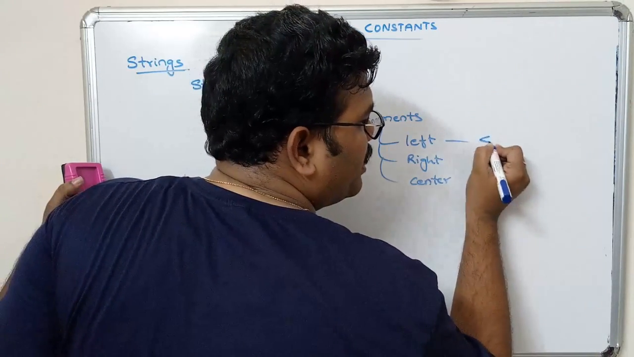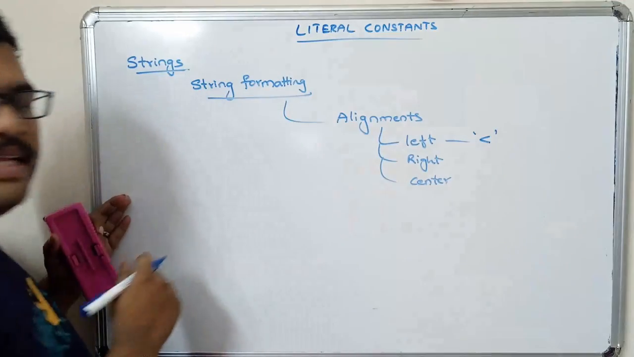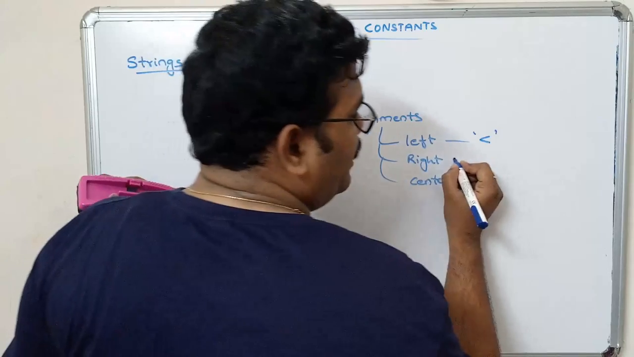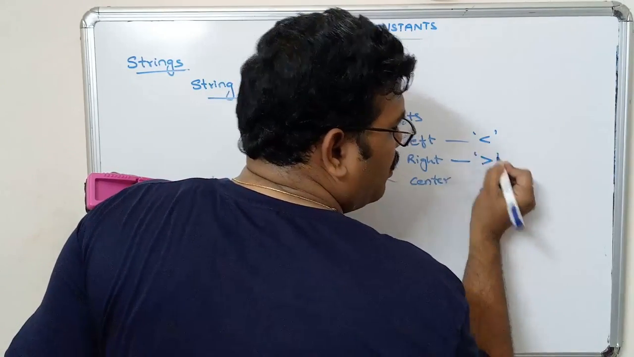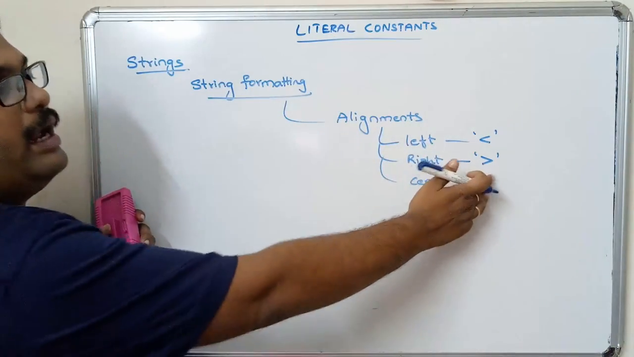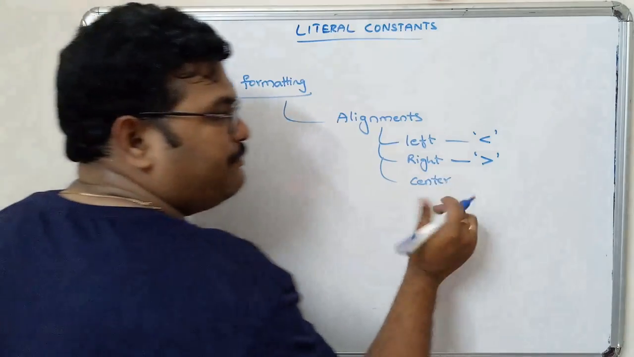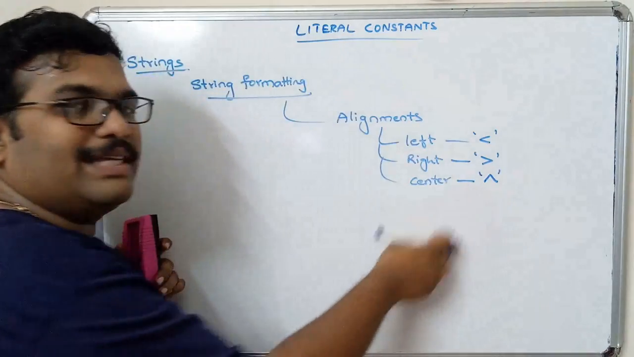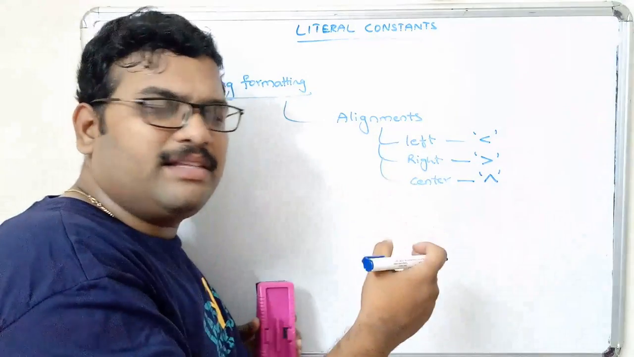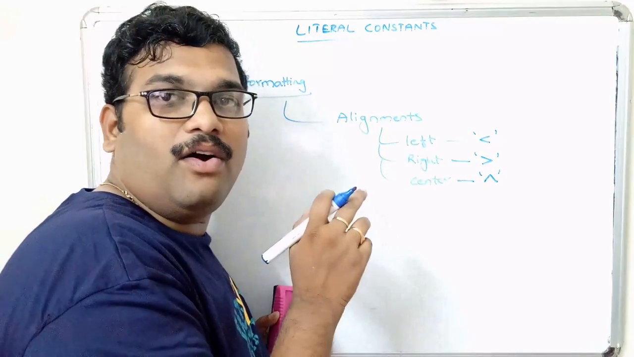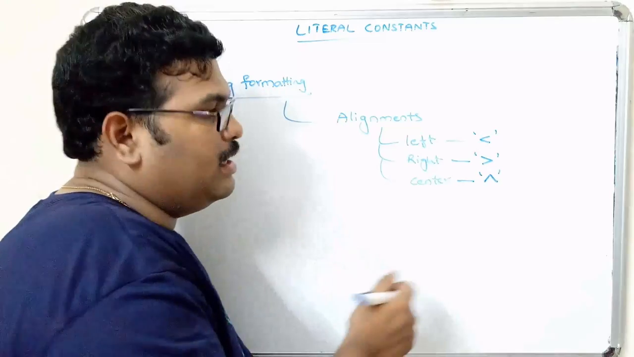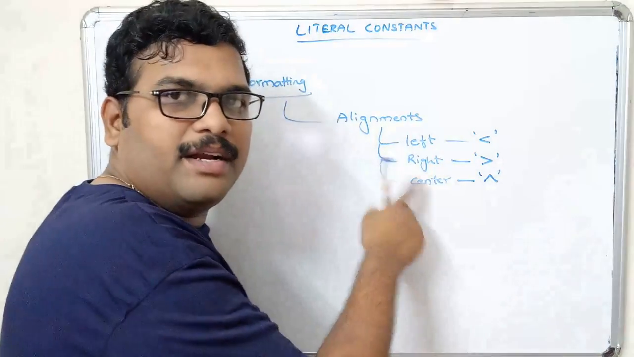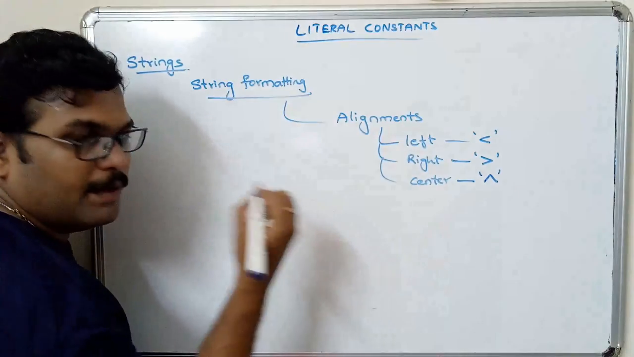This is represented as a less than symbol for left justify, a greater than symbol for right justify, and the cap symbol. You can observe this cap; in C language we call it the bitwise XOR operator. This symbol represents the center alignment. Let me explain with an example.